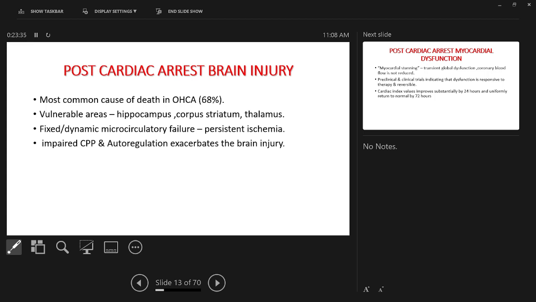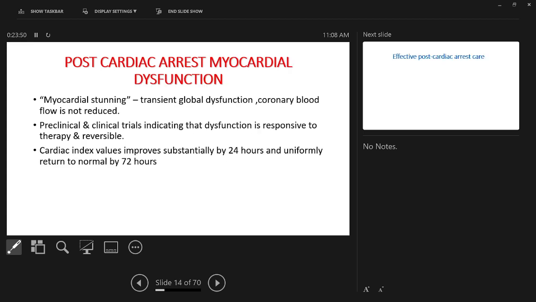It mostly occurs due to fixed microcirculatory failure that occurs due to the ongoing systemic ischemia and reperfusion. And the impaired cerebral perfusion pressure and autoregulation exacerbate the brain injury more and more, making it a vicious cycle. And regarding post-cardiac arrest myocardial dysfunction, there occurs myocardial stunning. Myocardial stunning means there will be transient global dysfunction. There will be global hypokinesis of the heart, but the coronary blood flow is maintained.